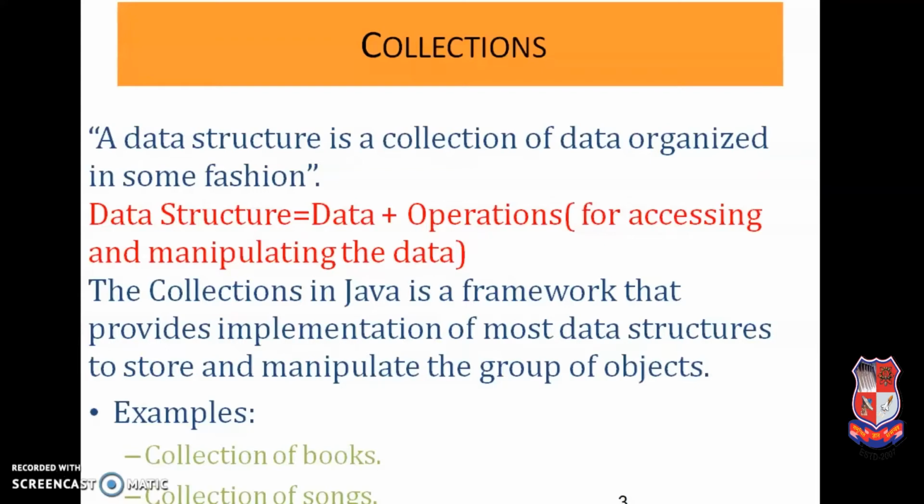Collection is basically a group of objects. Clear? And we can take multiple examples for collections, like collection of books, collection of songs. You can think about if you want to prepare a song list, a favorite song list. That favorite song list can also be considered as a collection.